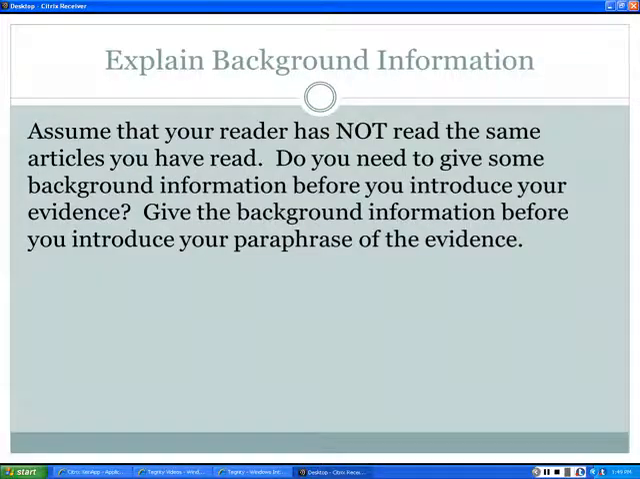You may find that as you've been reading a lot of articles, sometimes there's a piece of evidence that you want to include that may need some background explanation. It's really important that you assume that your reader has not read the same articles that you have read. Do you need to give some background information before you introduce your evidence? Give the background information before you introduce your paraphrase of the evidence. Again, assume that your reader has not read the articles you've read. In fact, you might want to assume that your reader doesn't even know anything about robots. It's good to just assume that your reader is completely ignorant on the topic.